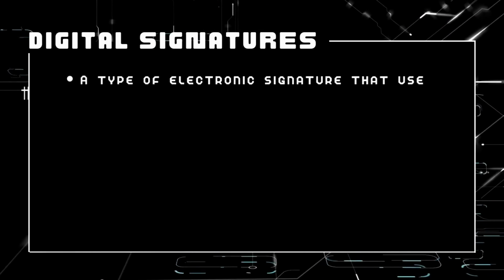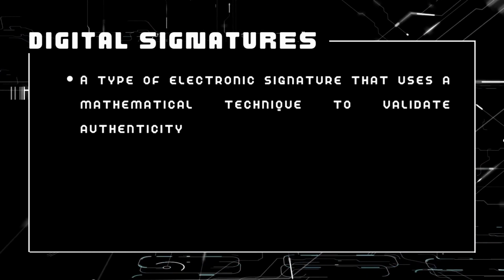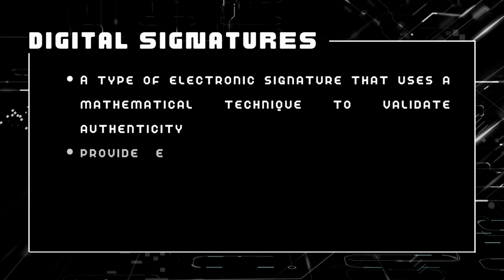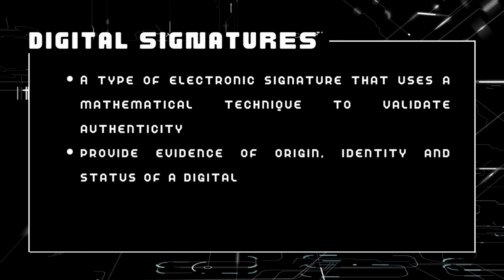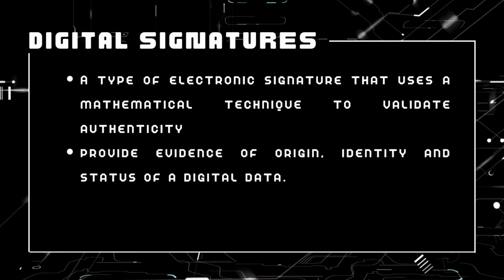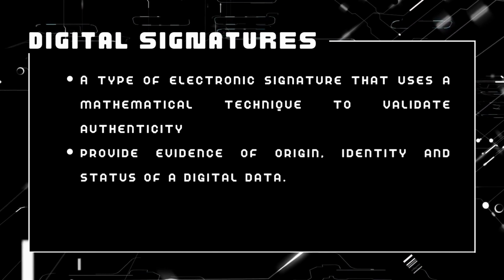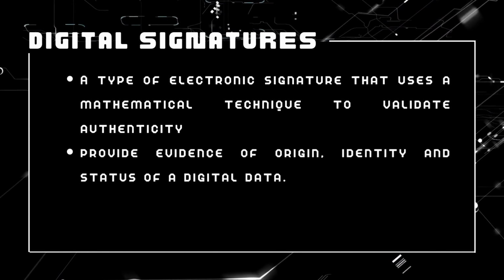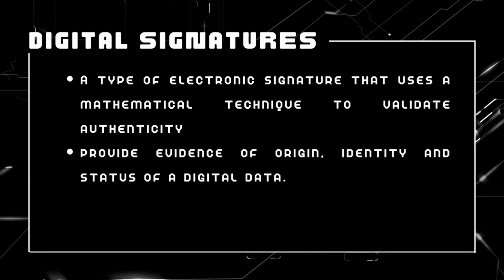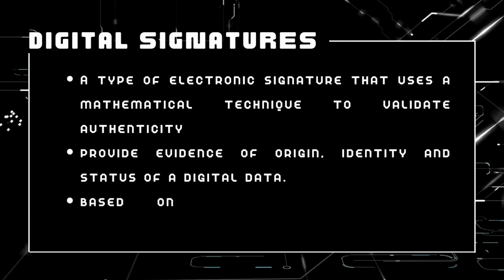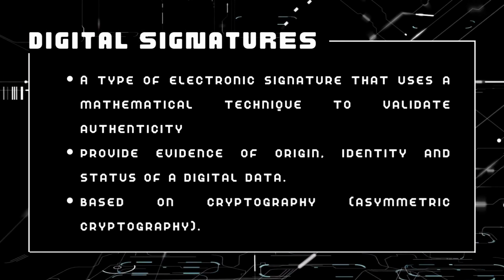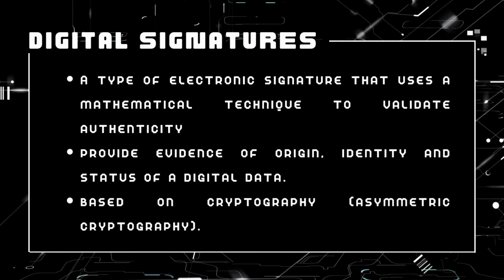Digital signatures are a type of electronic signature that uses a mathematical technique to validate authenticity. It provides evidence of origin, identity, and the status of a digital data. This digital data includes electronic documents, transactions, or digital messages. Signers can also use them to acknowledge informed consent. It is based on cryptography, specifically asymmetric cryptography, also known as public key cryptography.